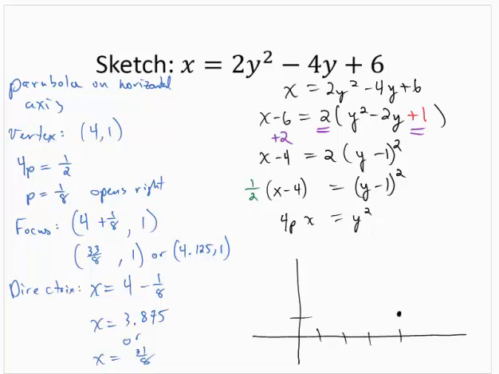So we have the vertex at 4, 1. We know it opens right. The focus is very close to the vertex, as is the directrix.